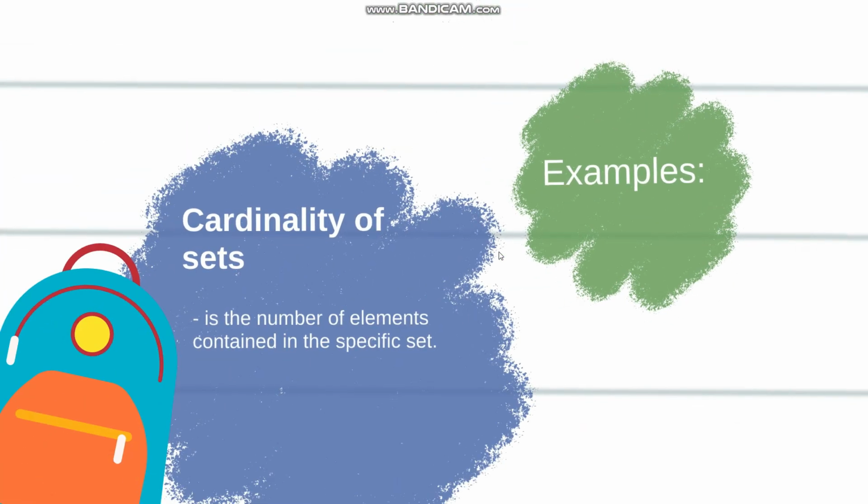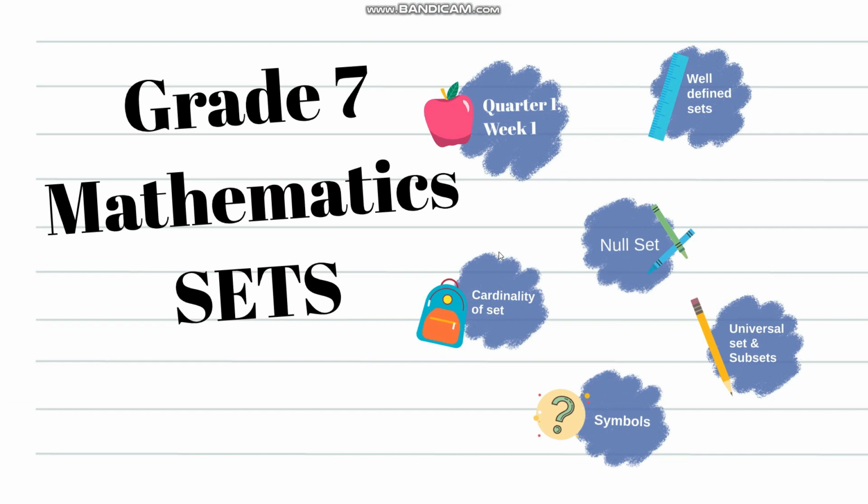And just a reminder, the null set is always a subset. It is always a subset of all of the sets. In every set that you know, and every set that you have, a null set is always a part of those sets. Okay? And lastly, the last that we would discuss are the symbols.